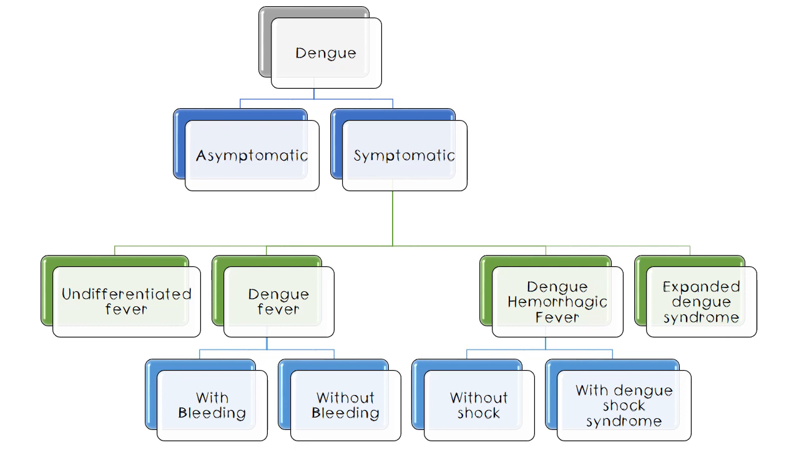The important thing is that dengue fever does not have plasma leakage. In comparison, dengue hemorrhagic fever has evidence of plasma leakage, and it can present without shock or with dengue shock syndrome. Then there is the expanded dengue shock syndrome group, which entails atypical presentations.